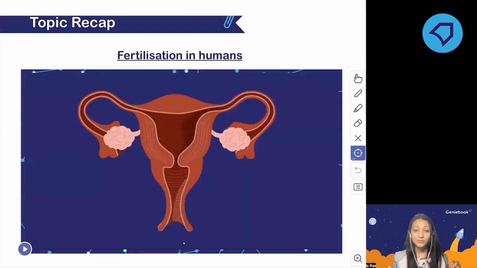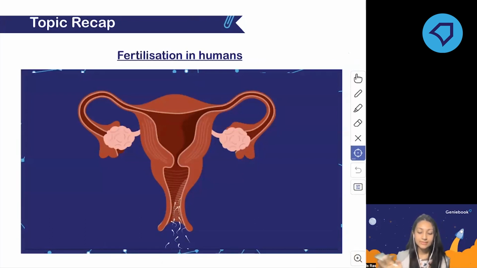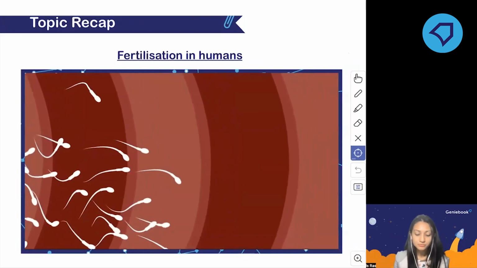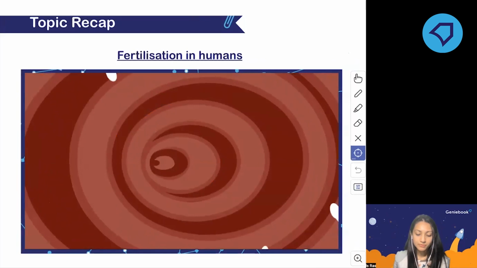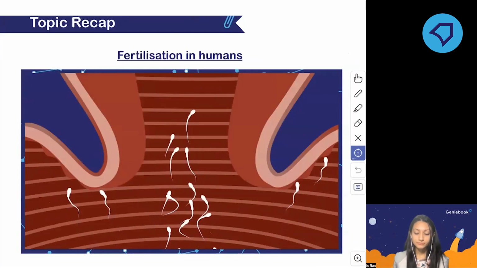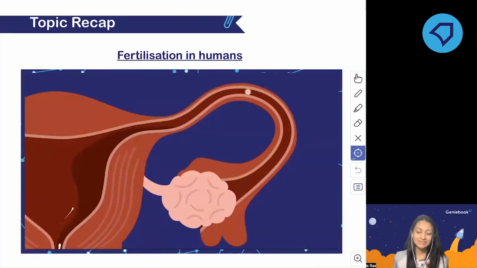Because I need to show you the process of fertilization, just like what you saw in the flowering plant. So this is the part where I was talking about. You can see the sperm swimming up. So definitely fertilization cannot happen in the vagina. It has to swim up first. Many sperm, millions of sperm, will try to find the egg. And along the way, many of them actually die when they get stuck.